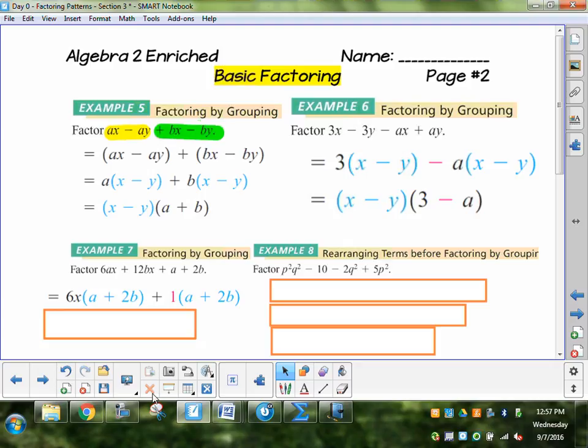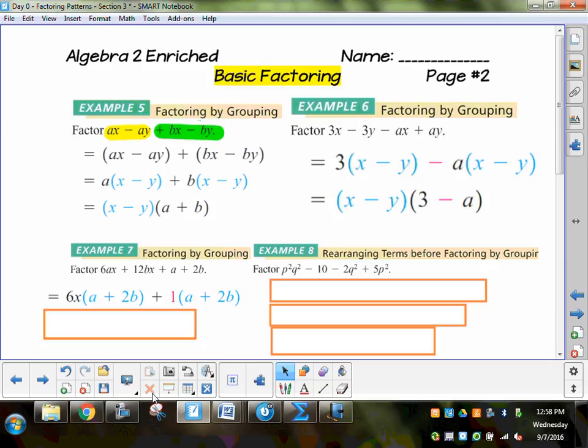Who knows what a prime number is? Hands up, please, you know what a prime number is. Yeah. There you go. It only has 1 and itself as factors. Composite means that you can get it by multiplying by more than just 1 and itself. And 1 is neither prime nor composite. 1 is a perfect square. 1 is a very, very awkward number. Now, we can piece this together and get our final answer, which would be 6x plus 1 times the GCF of a plus 2b.